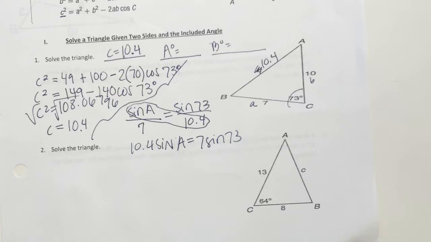Good. Yeah, divide that by 10.4 now. Very good. Now to find the angle here, this is where you use sine to the -1. So second. Sine. Now type in that number.